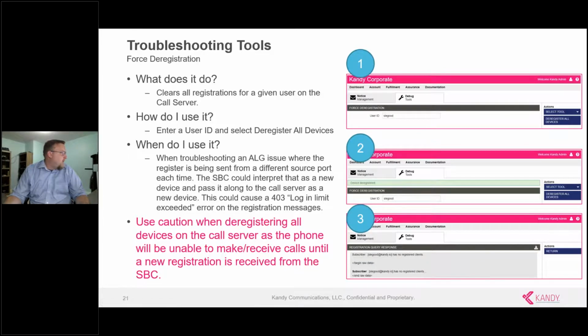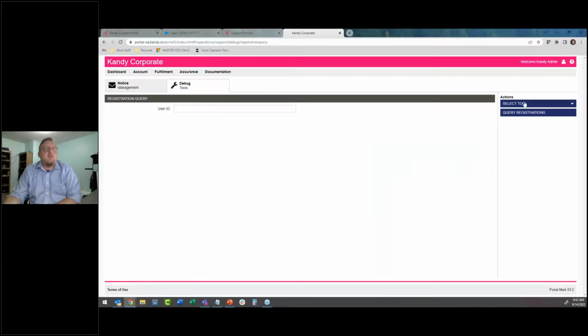Again, on this one, I'm not going to run a force deregistration, but I will show you where it's at. Under the select tools, we can go into force deregistration. I would type in the user ID that I would like, and then I can do a deregister all devices. Essentially what that's going to do is remove all the registrations. If you were to then run a registration query, you'd see the list was clear. And then as soon as you reboot the phone or you restart the soft client or whatever device you're using, it would go through that registration process again.